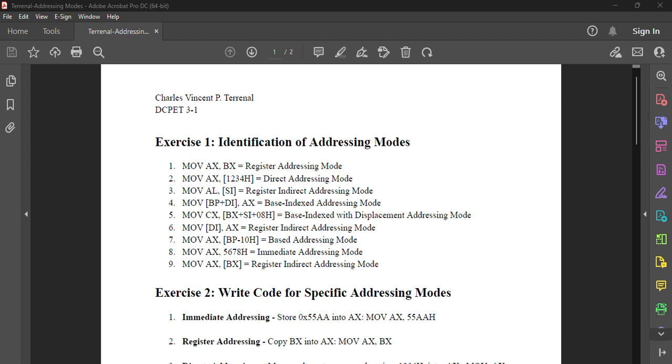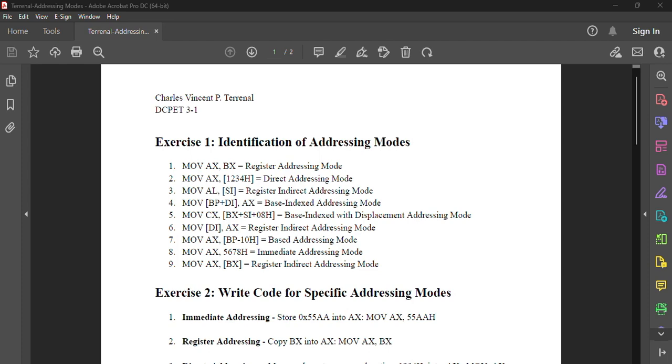For number 1, it's the register addressing mode. Number 2, direct addressing mode. 3 is register indirect addressing mode. 4, base indexed addressing mode. 5, base indexed with displacement addressing mode.